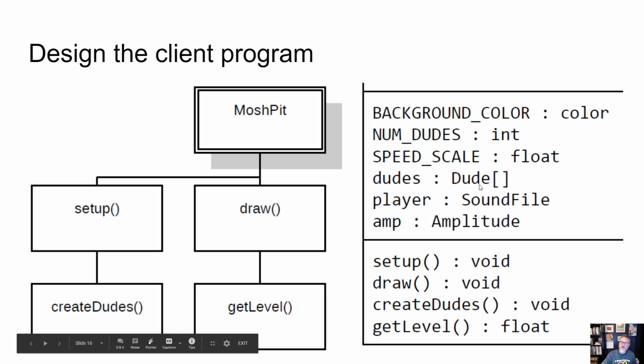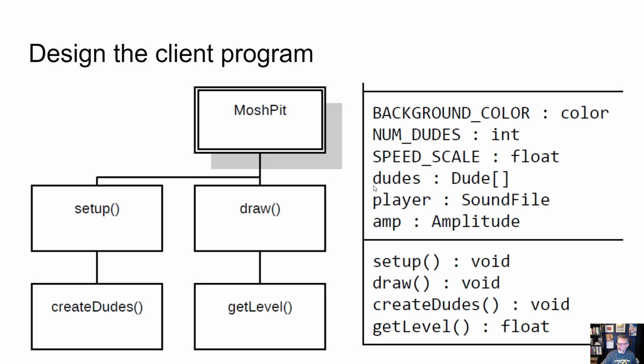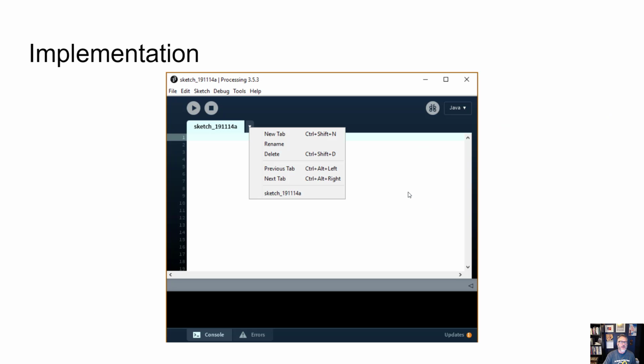Note that very similar to our song example at the beginning of this chapter, we're going to have an array of these dude objects that represent all the people in the mosh pit. And then our next step will be to talk about how to go about implementing these things. And so that will be in our next brief video.